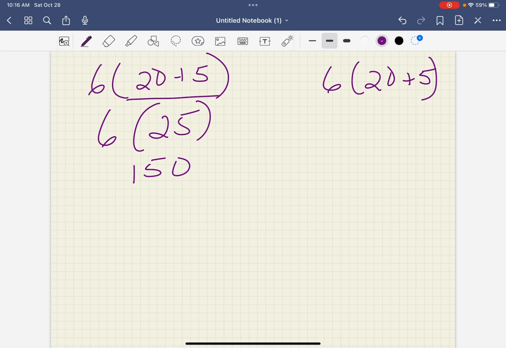And over here, this would be 6 times 20 is 120, plus 6 times 5 is 30. So 120 plus 30 is 150. So we showed 2 different ways to work the problem, one using distributive property and one using order of operations. Get the same answer if you're doing it correctly either way.